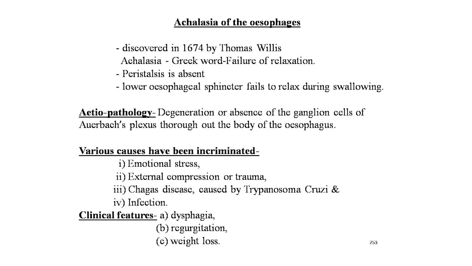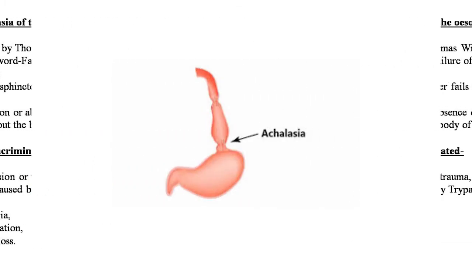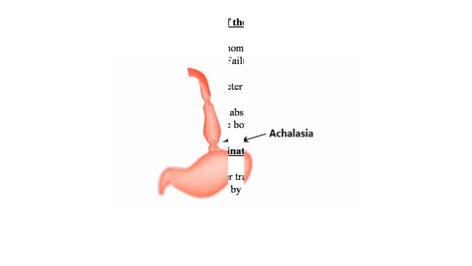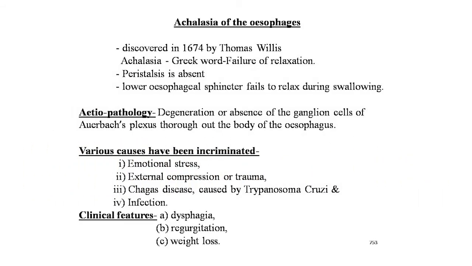Now the other abnormality of esophagus is achalasia of the esophagus. What is achalasia? Discovered in 1674 by Thomas Willis. Achalasia is a Greek word. Achalasia means failure of relaxation. Peristalsis is absent. Esophageal peristalsis is absent in achalasia because there is no continuity of the muscular cord of the esophagus. The lower esophageal sphincter fails to relax during swallowing.